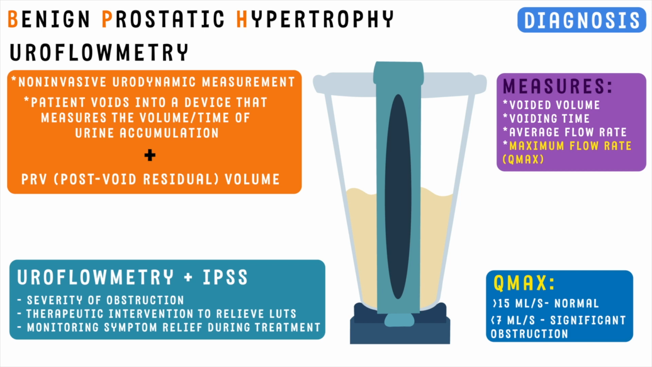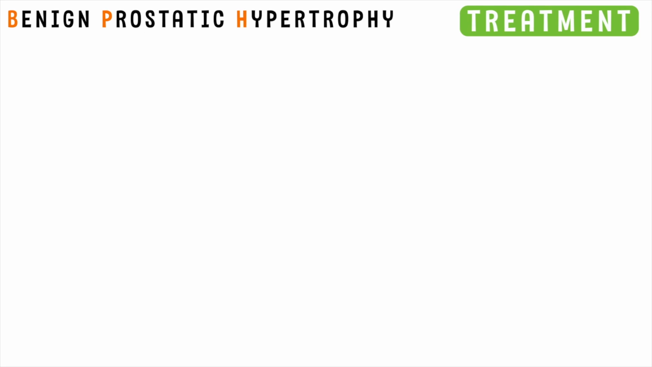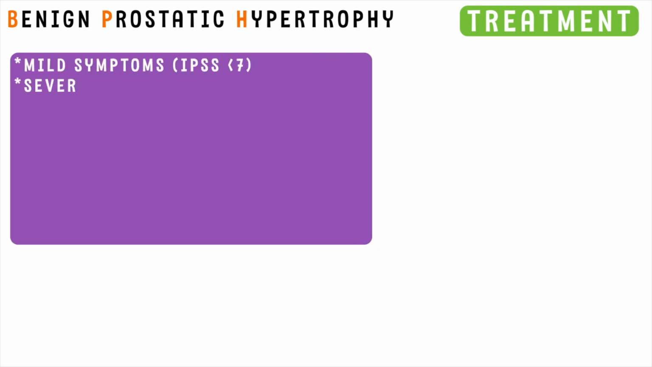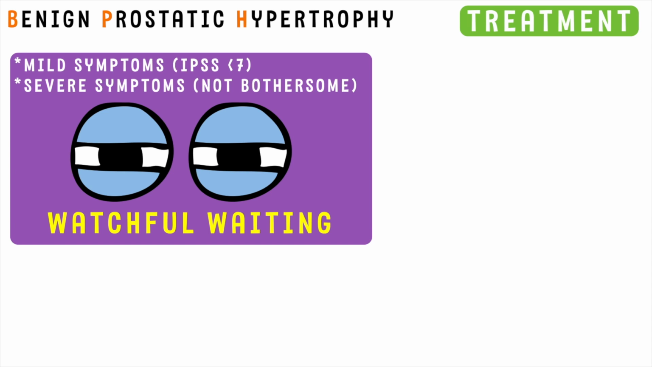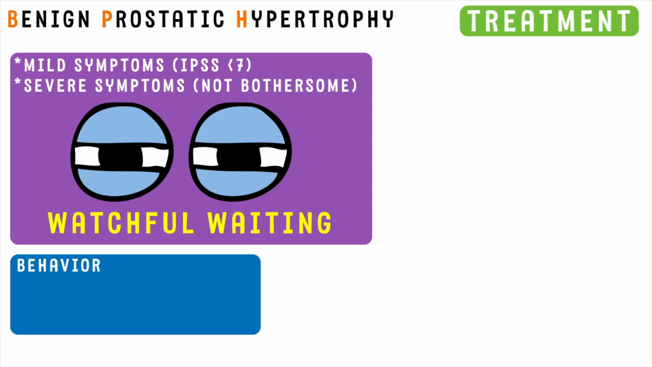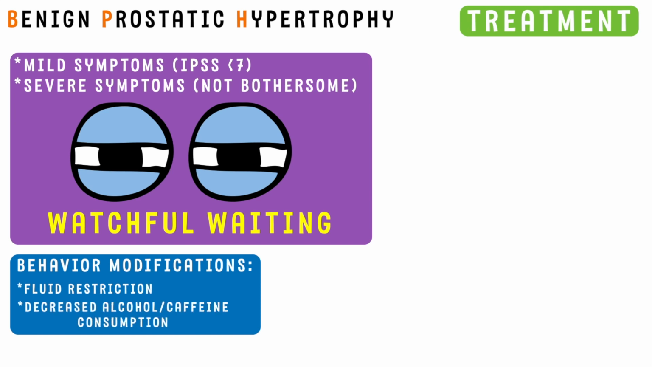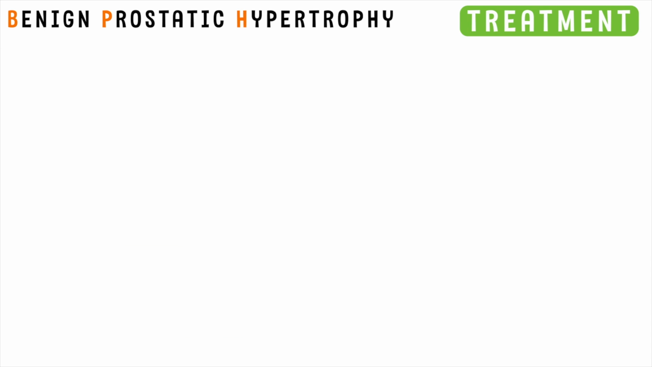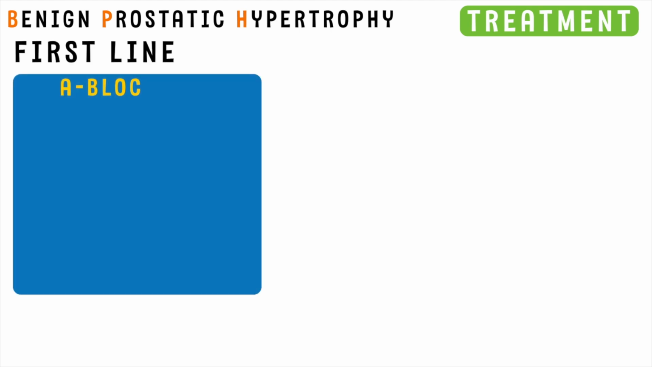relief during treatment. For men with mild symptoms, IPSS less than 7, or more severe symptoms that are not bothersome to the patient, the general measures in treatment include watchful waiting. In addition, simple behavior modification, such as fluid restriction and decreased alcohol or caffeine consumption, may help. The first line of treatment in medication includes alpha blockers.